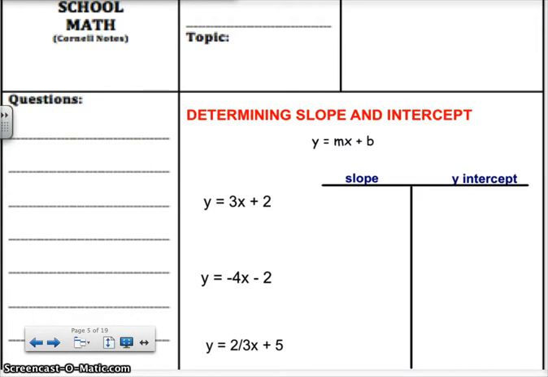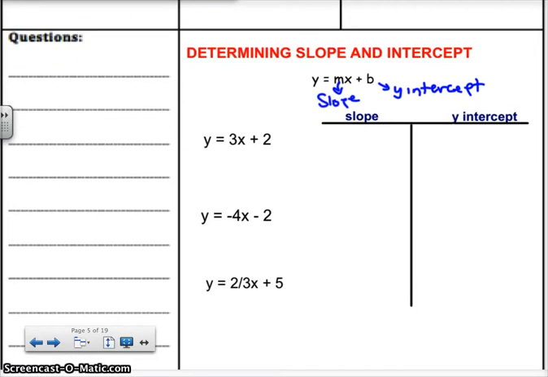Again, y equals mx plus b. Memorize it. M is the slope. B is the y-int. When I say int, it is not integer, it's intercept. That means I cross the y-axis there. I intercept it.